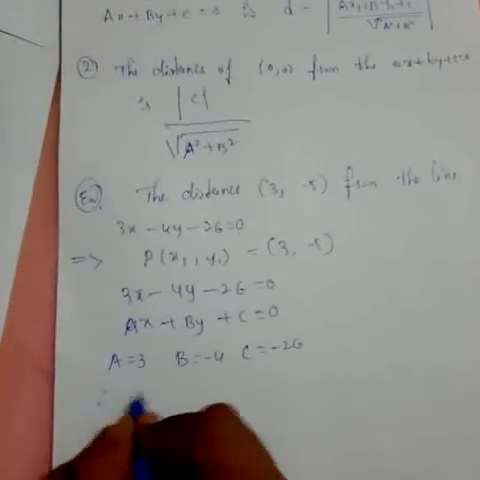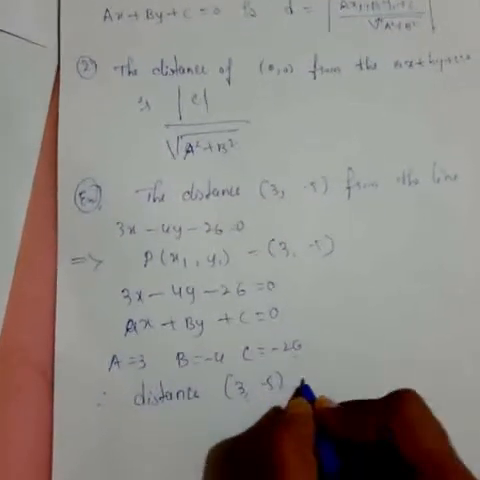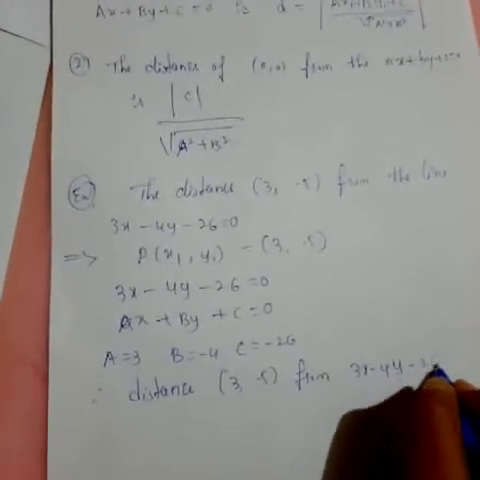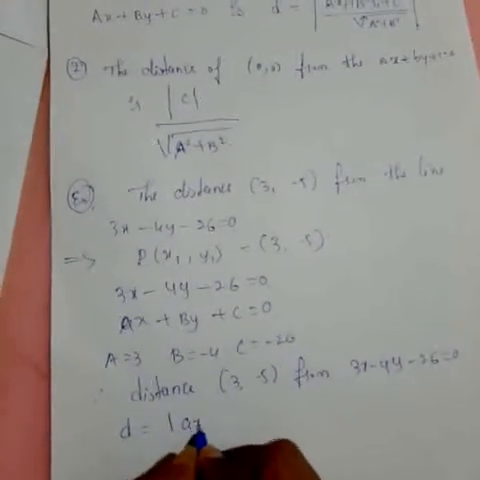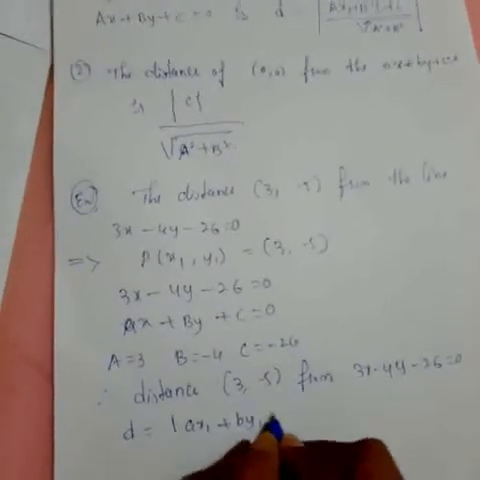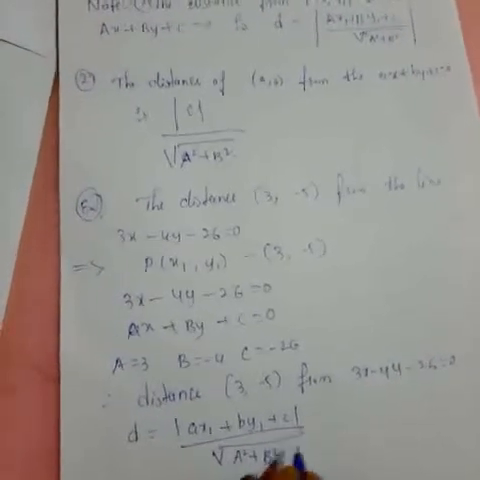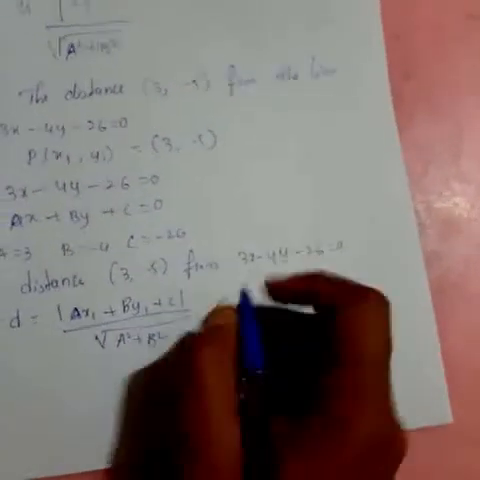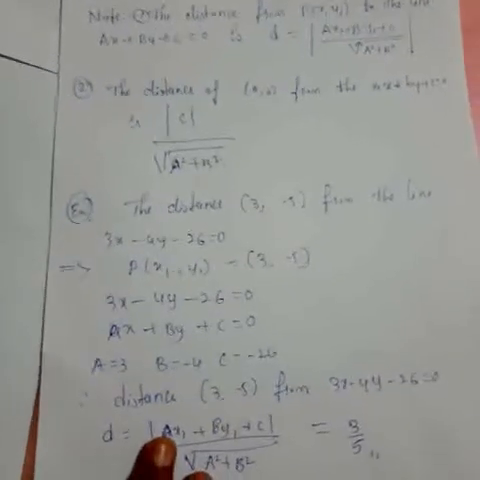Therefore, the distance of (3, minus 5) from 3x minus 4y minus 26 is equal to 0, D is equal to modulus of a x1 plus b y1 plus c divided by square root of a square plus b square. After putting in all these values a, b, c, you will get the final answer as 3 by 5. This derivation is very important.